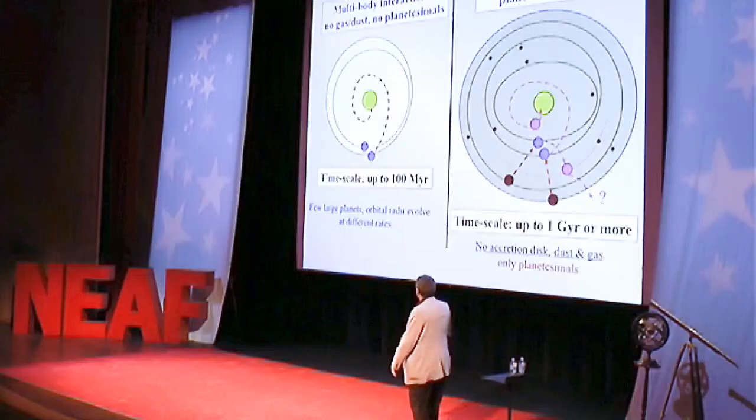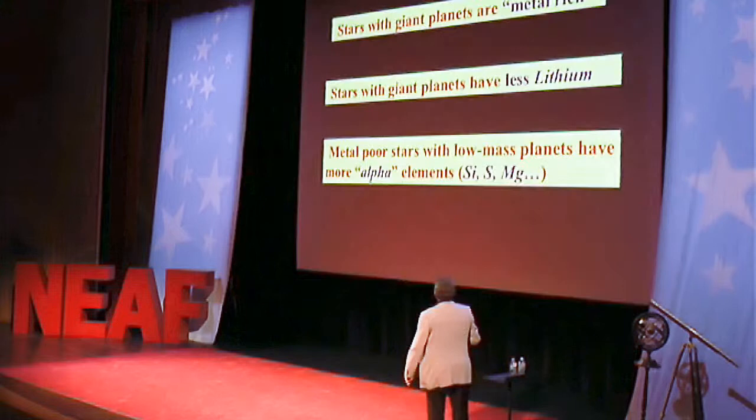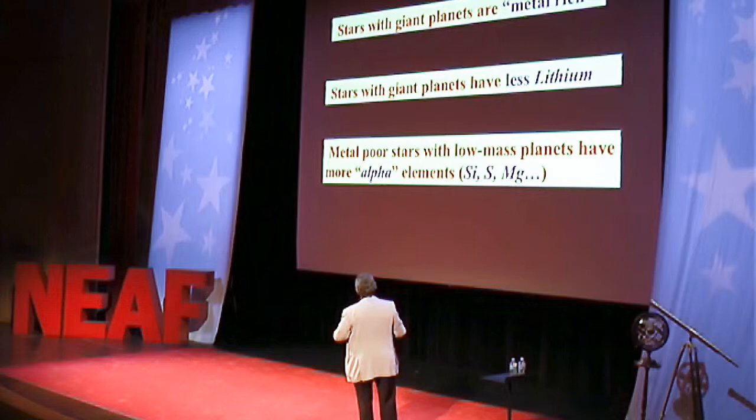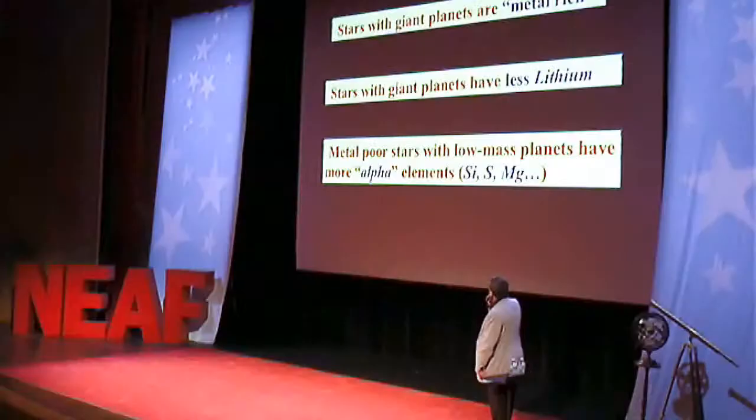So this is very funny, this is very nice, and we enjoy these games, and we have played them for years and years. And finally, the most important conclusions that I can draw today, the status quo today, is that stars with giant planets are metal-rich. We know that. But only the stars with giant planets. If the star has no giant planet, only low-mass planets, then it's not metal-rich. The metal richness is not a condition. So put it in this way. And stars with giant planets have less lithium. We know this.